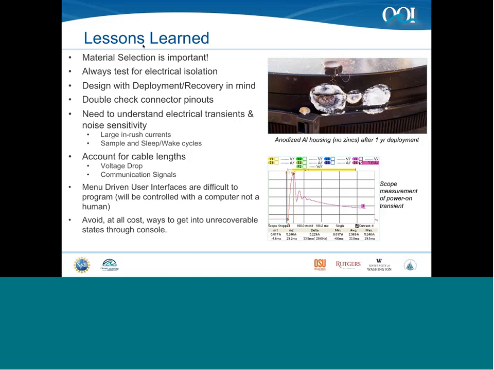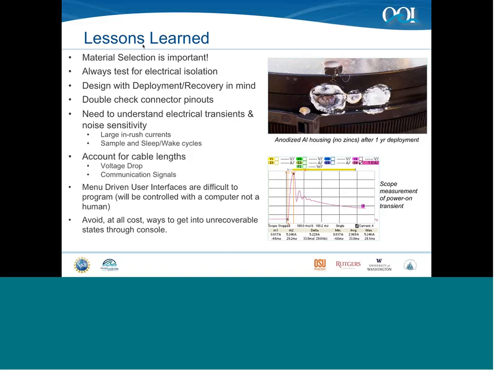The third is design with deployment and recovery in mind. A lot of times we think about what we're measuring, and then it's kind of a last-minute, well, how are we going to get this to the seafloor, and then how are we going to get it back up? Keeping in mind that it's approximately $1 a second while an ROV is at work off a research vessel, it pays to spend a little bit of time up front thinking about how we're going to deploy and recover, and we can work through options as well.